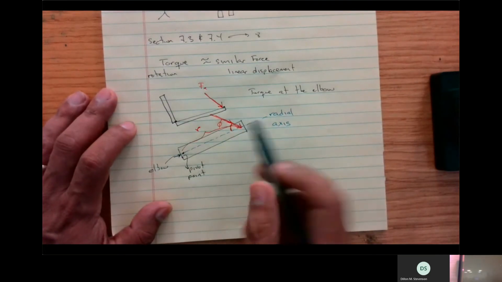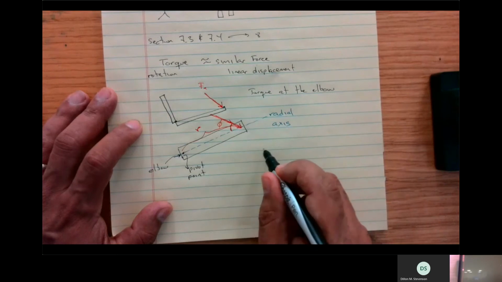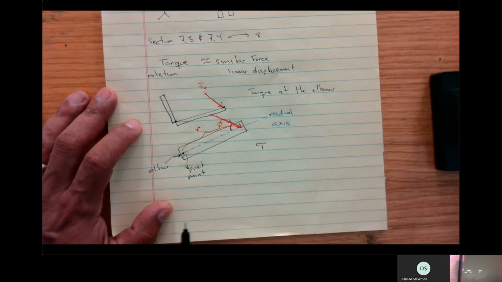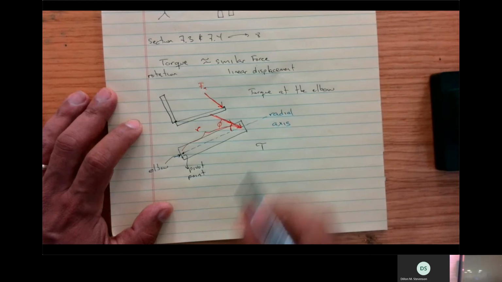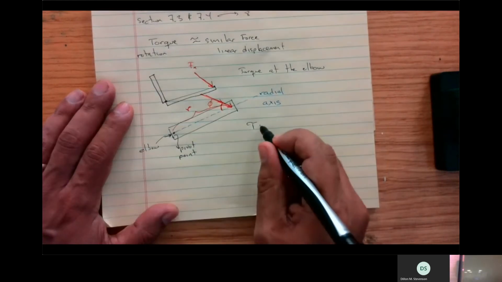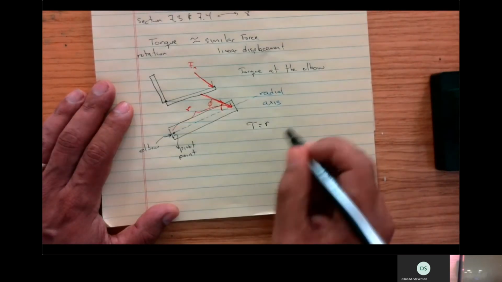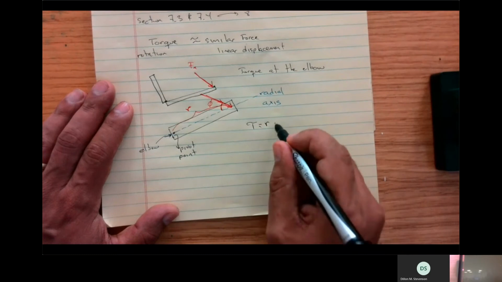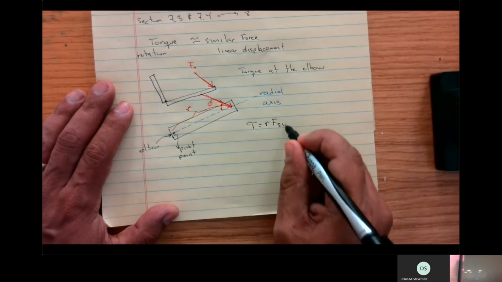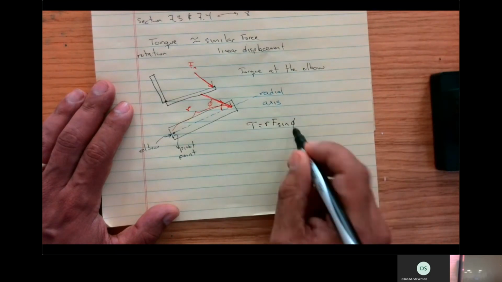The torque is defined with this letter tau, and the torque is going to be the distance r times the force times the sine of phi. And I'm going to explain why we're working with sine of phi.